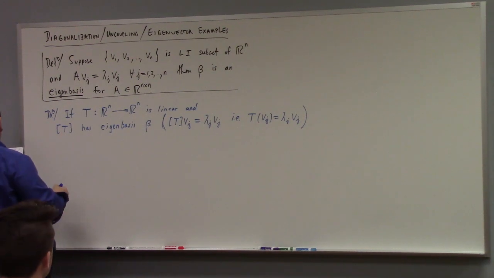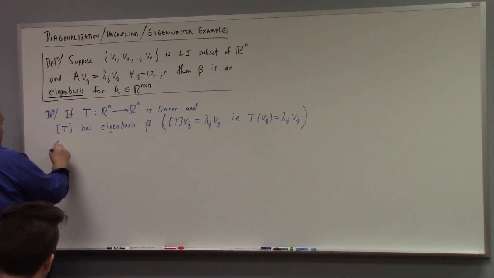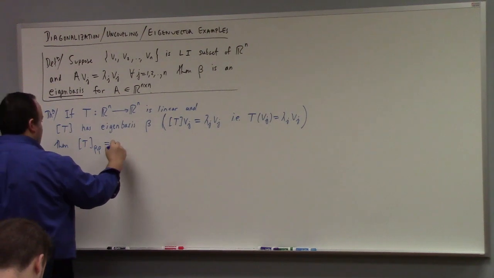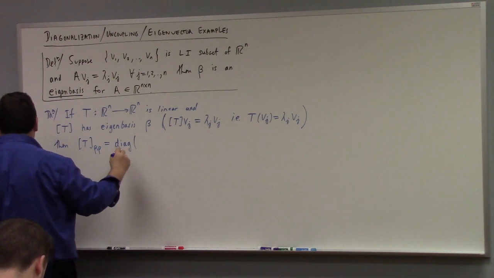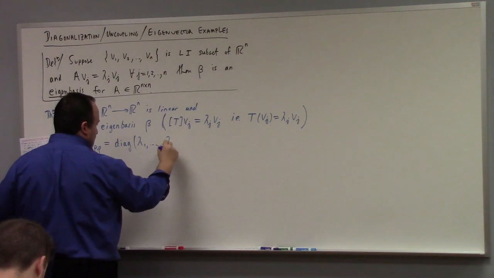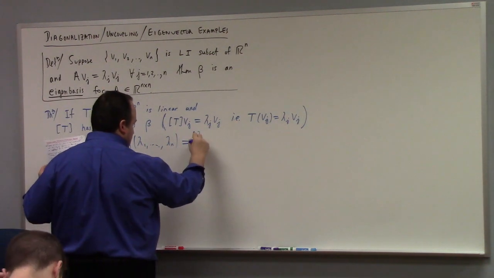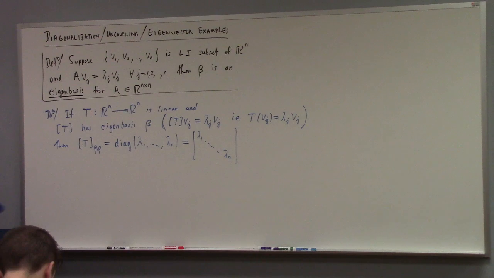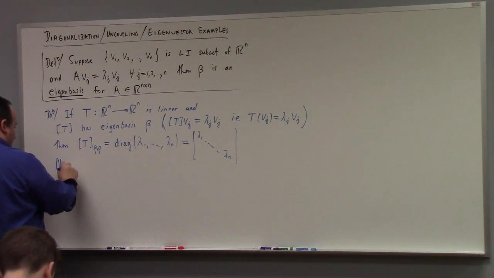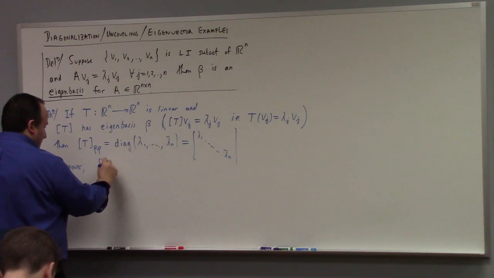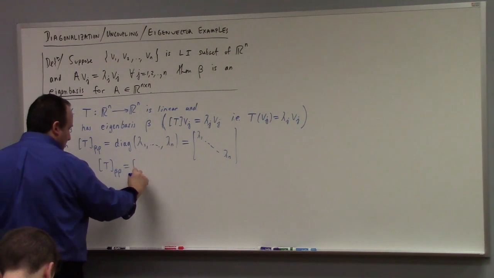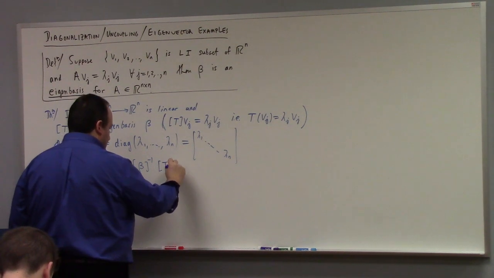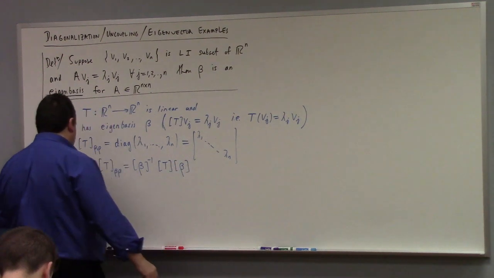If T has eigenbasis beta, then the matrix of T with respect to the basis beta is just the diagonal matrix with lambda 1, ..., lambda n down the diagonal. So that's the notation for this. Moreover, T beta beta is equal to the inverse matrix of beta times the standard matrix of T times the basis matrix of beta again, right?